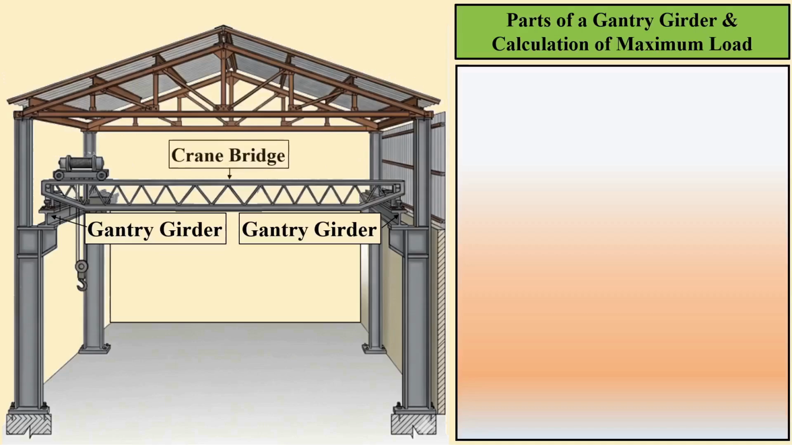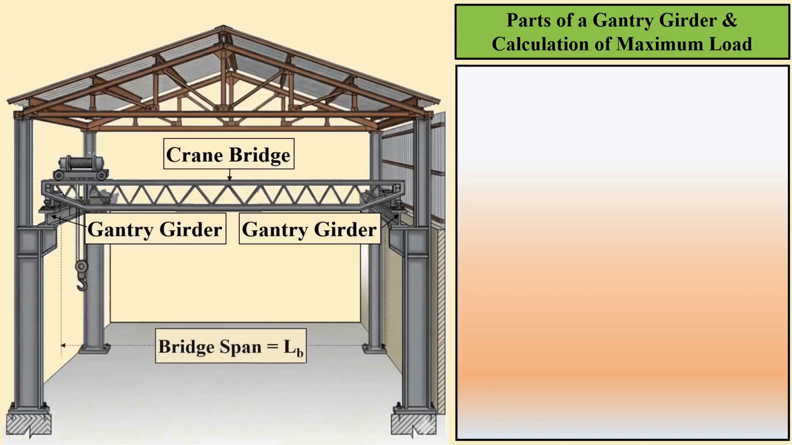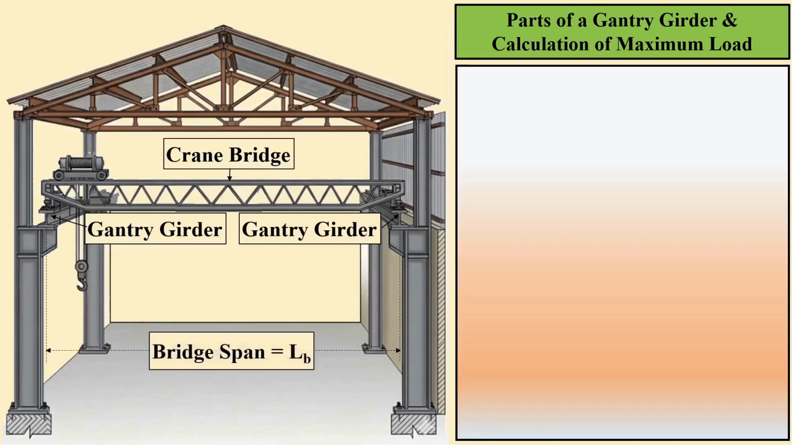Notice the bridge-like structure spanning across these two girders. This is known as the crane bridge. This bridge rests on two wheels on each side, which travel along the crane rails fixed to the gantry girders. The span of the bridge is the center-to-center distance between the gantry girders. Let's denote this span as LB.